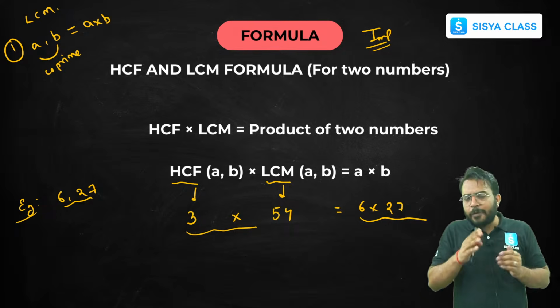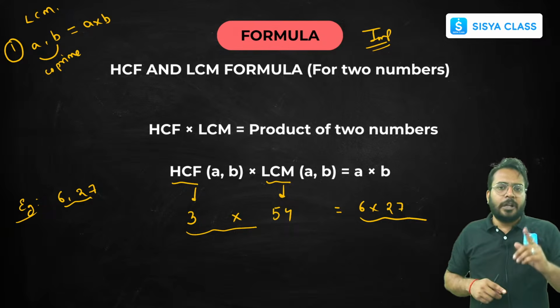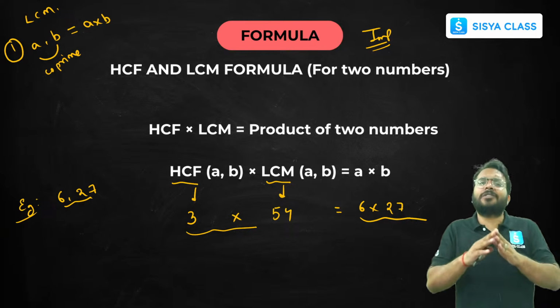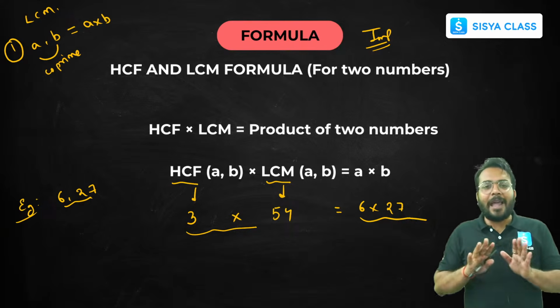If you have 8 and 15, 8 and 15 are co-prime numbers. So what is going to be the LCM of 8 and 15? It is just going to be equal to the product of 8 and 15.